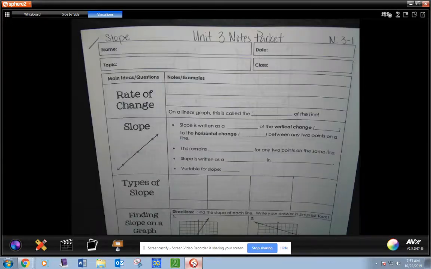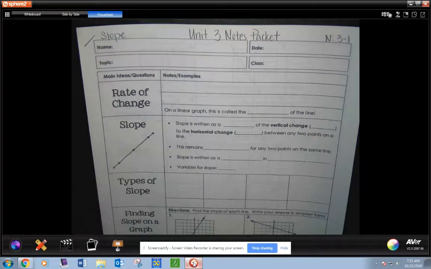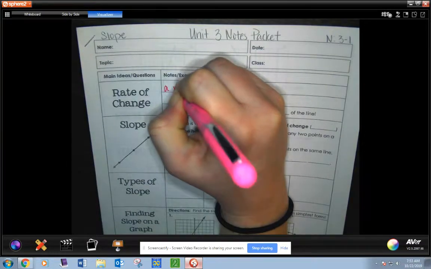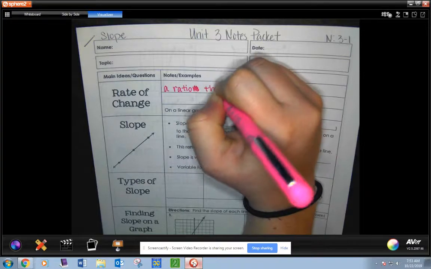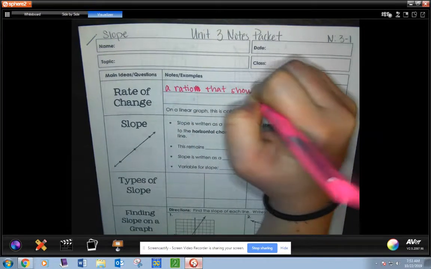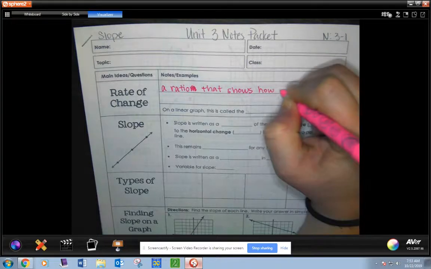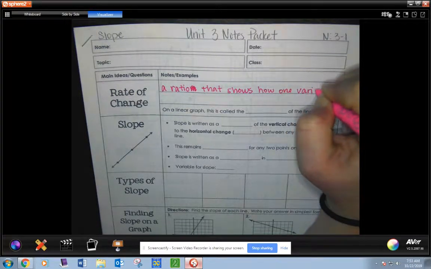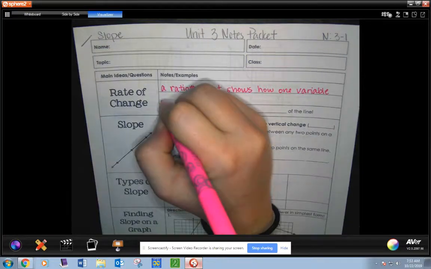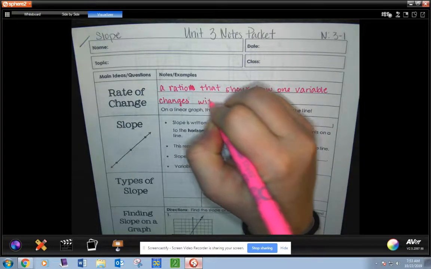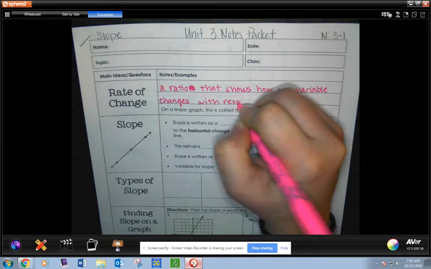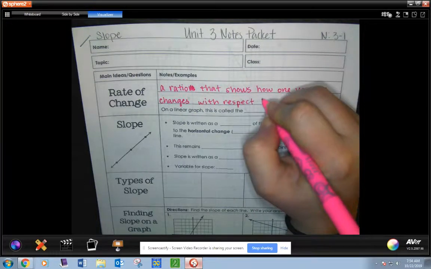We're moving on and starting slope today. Okay. So the rate of change, this is just a ratio. Oh, I always spell ratio wrong. That shows how one variable changes with respect to another.